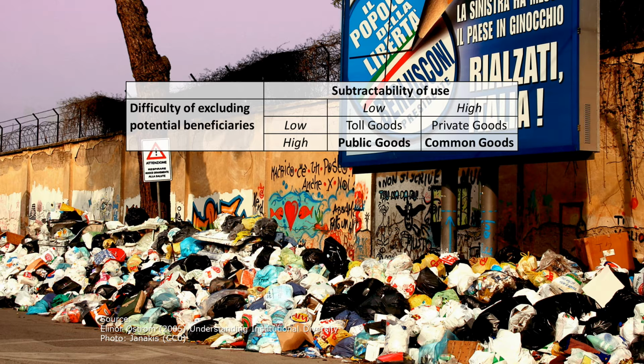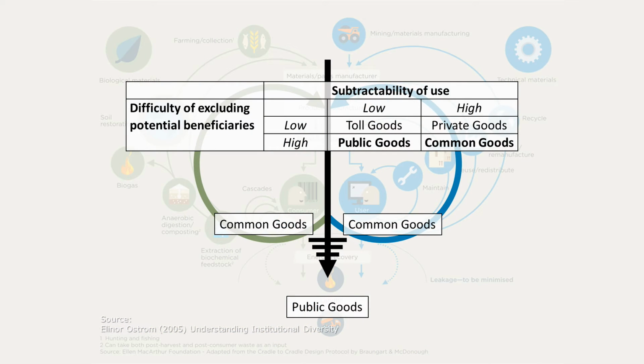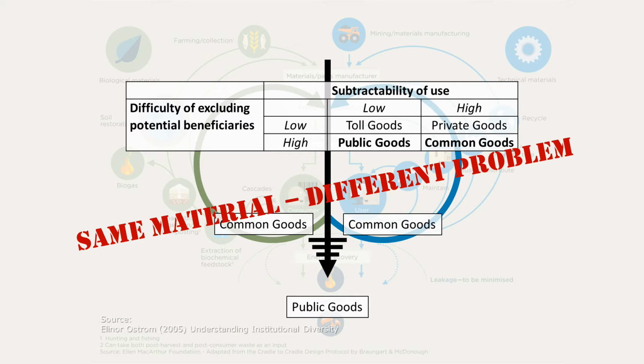To start off with, you could look at what type of goods we're dealing with. In this matrix, the difficulty of excluding others from benefits is offset against the possibility of using up and depleting the goods. Waste management is a public good, because when the streets are clean, everyone benefits. And you can see and smell the difference when that system fails. What if the material, any material, is a finite resource? Even though it's locked in a used product, it becomes a common good. The thing is that you treat public goods differently from common goods. The same material, but a different problem.